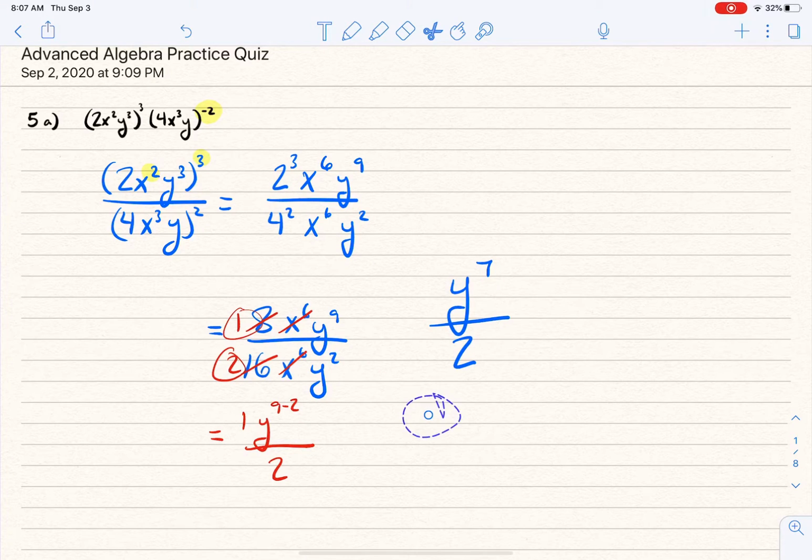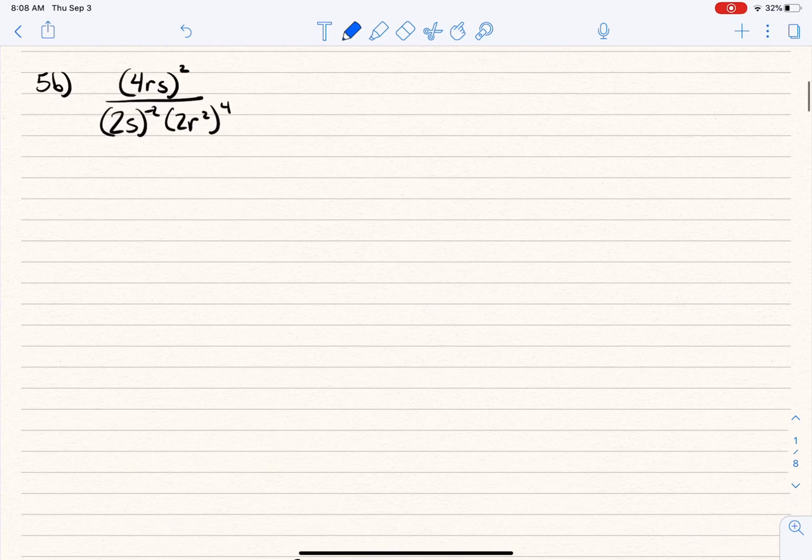All right, I hope that makes sense. There we go. Y to the 7th over 2. Because we ended up with more y's on the top than we had on the bottom, some of them cancel out. We have the 2 on the bottom from the 8 over 16. Hopefully this is what you got. All right, moving on. 5b.